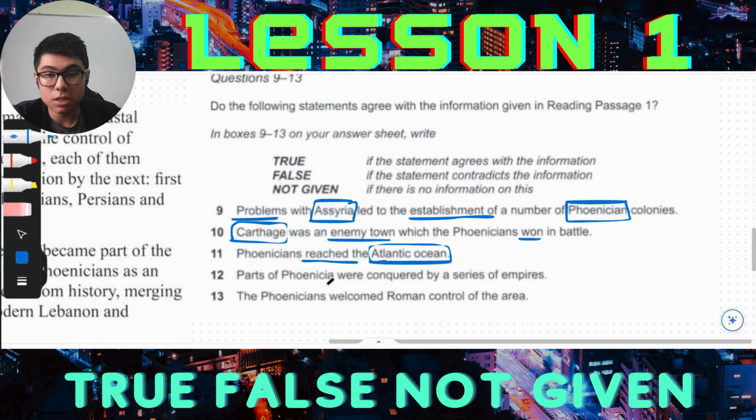Parts of Phoenicia were conquered. Conquered means defeated by a series of empires. Okay. The Phoenicians welcomed Roman control. In my opinion, Roman is also an unchangeable keyword. Roman control of the area. Okay. So now let's go to the passage.